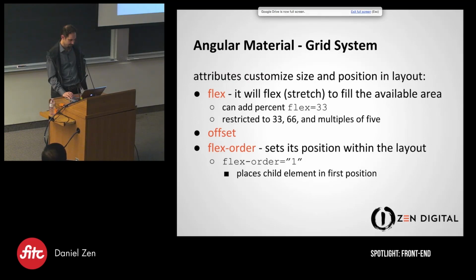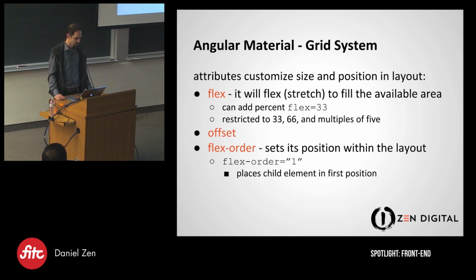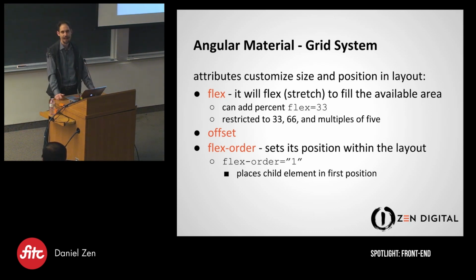Okay. I think yes. So it also has a grid system. Attributes customize size and position within the layout using Flex. Flex will make something stretch to take up the available space. You could put a percentage on the flex to say this should take up 33% or any multiple of 5. So basically it's a multiple of 33 or a multiple of 5 are the only things that are allowed within the percentages. That's the restriction. And it should add up to 100. And if you leave one that's unlabeled, it'll take up the remaining space.